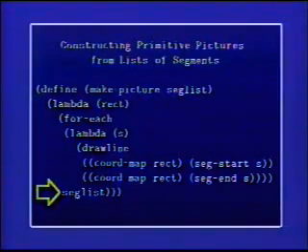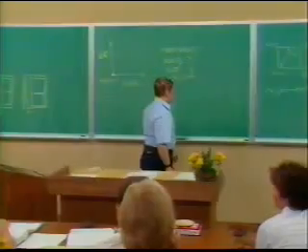And now remember again, a picture is a procedure that takes a rectangle as argument. So when you hand it a rectangle, this is what it does. It draws those lines. So how would I actually use this thing? Just to make it a little bit more concrete.